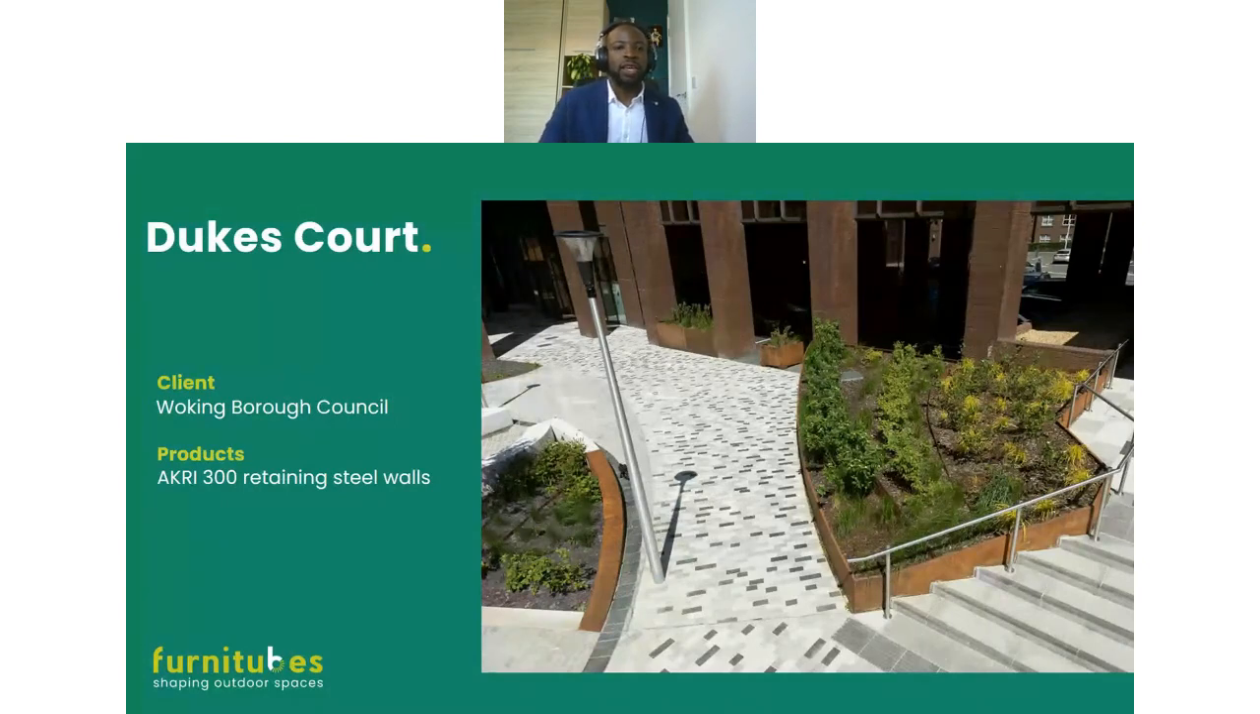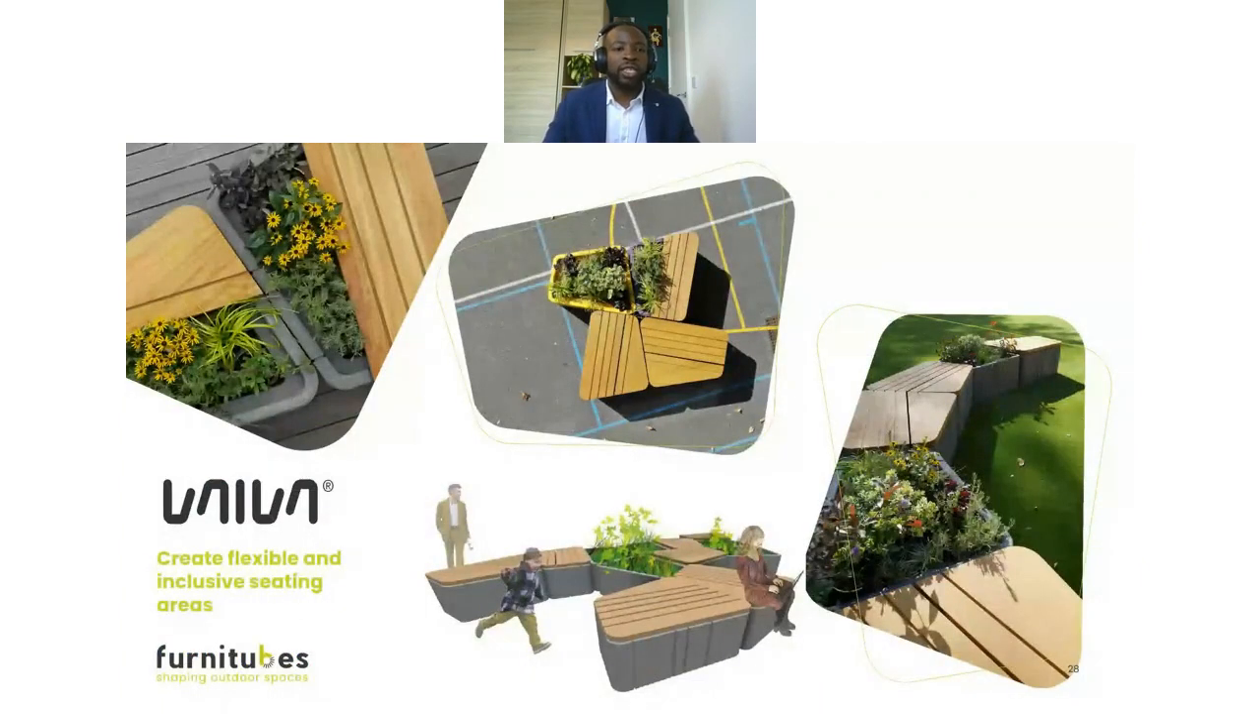Okay. The next modular range is Union. All modules are standard for Union and can be configured in any way to create unique seating and planting areas. They are made from durable polyethylene material. Those are what the bases are made from. They're light enough to be moved around, sturdy enough to not get stolen, which sometimes is a concern, and perfect for public areas with high traffic.